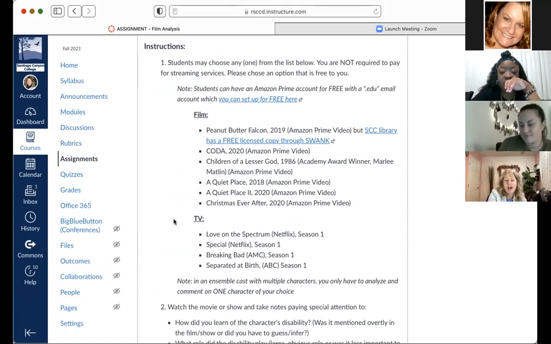Okay. Coda. I did just recently see this on Prime, and you guys, use the accounts you currently have. Do not buy anything. Coda is on Prime. It's about the deaf and hard of hearing community, and the entire movie is based on that community. They have a daughter who has hearing, and it shows how the roles switch. She doesn't fit into their deaf and hard of hearing community. Children of a Lesser God.